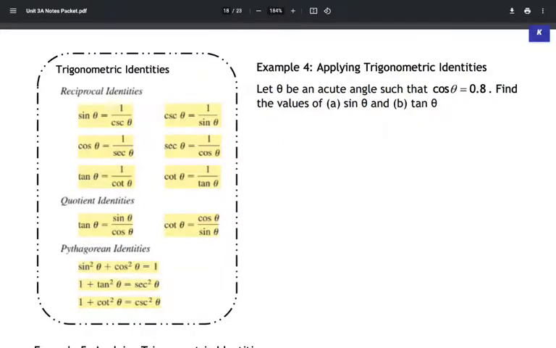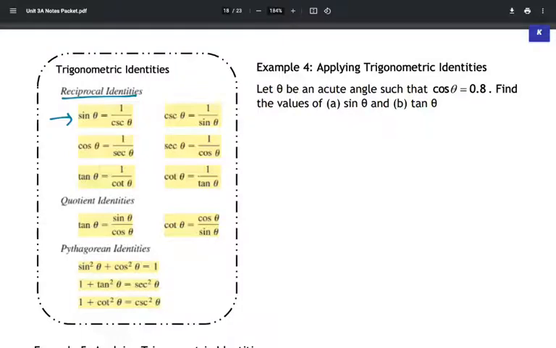Okay, now I want to go back and talk about some of these trig identities. I want you to know the reciprocal identities, which means that sine of theta is the same thing as 1 over cosecant. Cosecant's the same thing as 1 over sine. Cosine's the same thing as 1 over secant, and secant's the same thing as 1 over cosine.